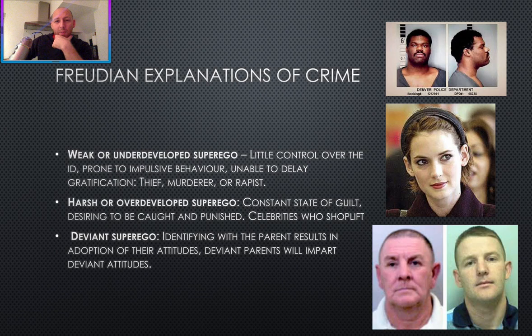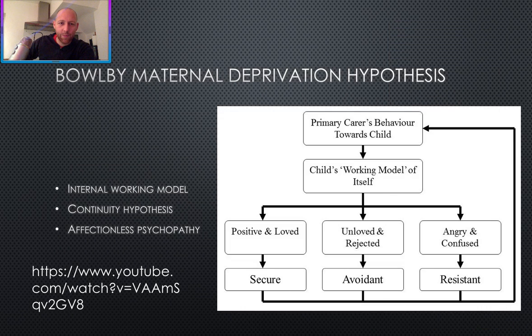The third type is a deviant superego. So like father, like son. Your superego develops normally, but based on the identification of a deviant parent. So it develops deviant principles, but essentially develops normally, just in a dysfunctional environment. So those are the three possibilities.